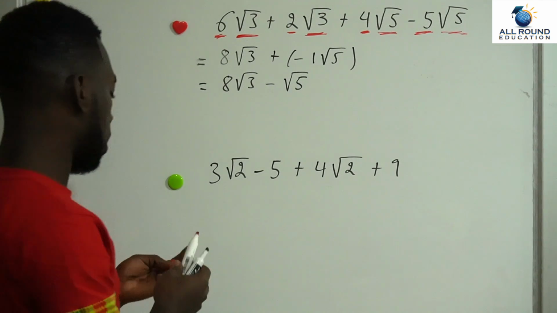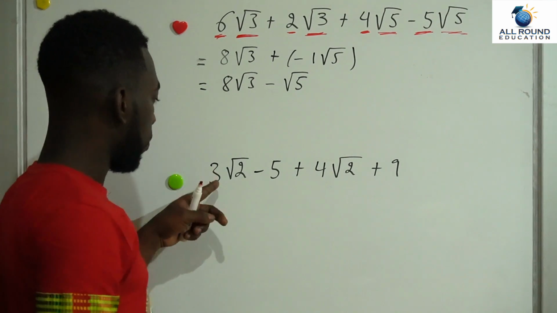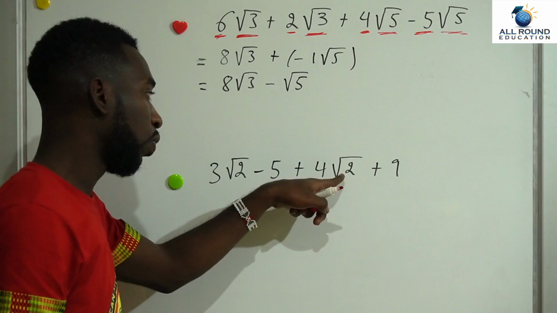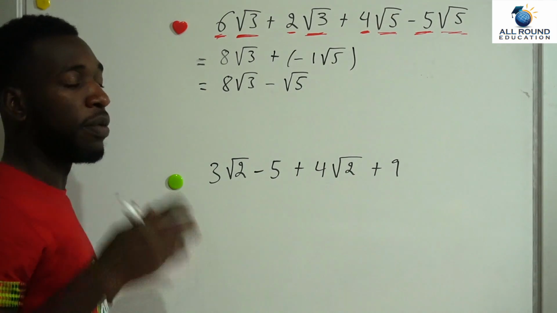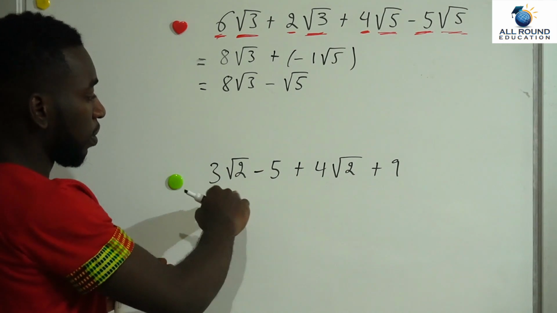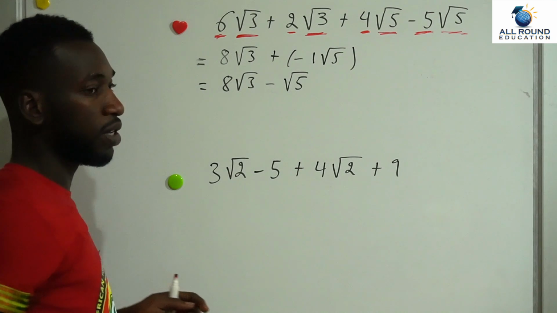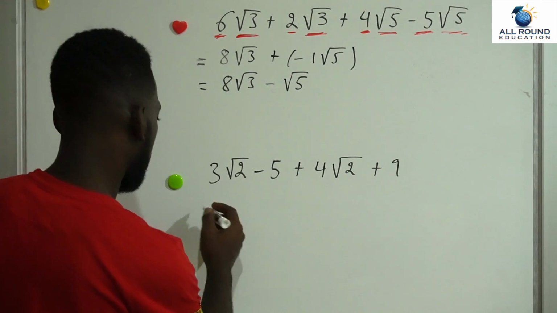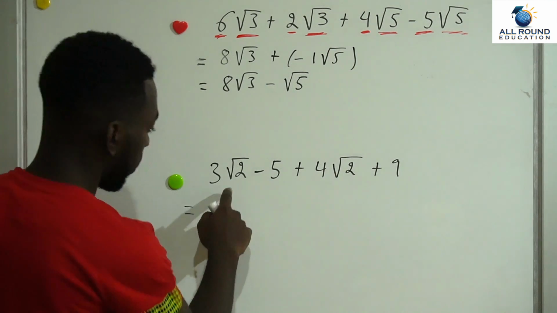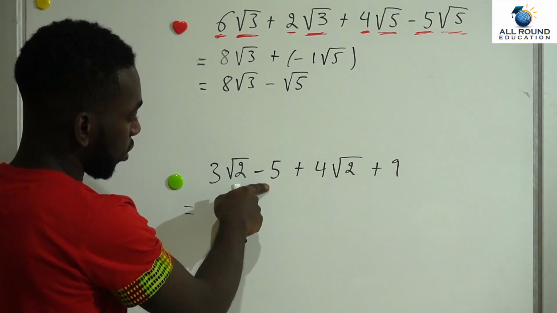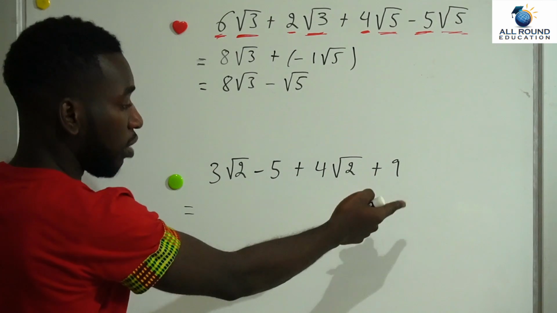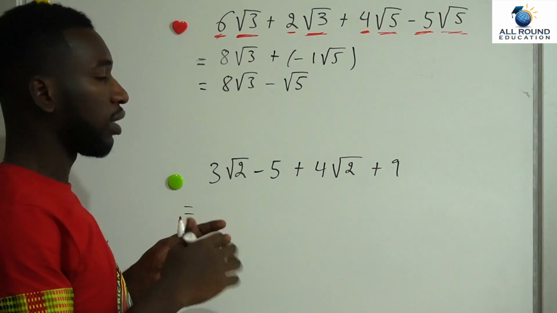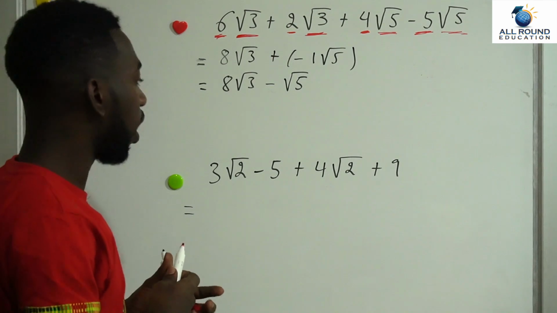In the second example, we have 3 square root of 2 minus 5 plus 4 square root of 2 plus 9. Remember, the first rule is to write the expression you were given in the simplest form. So let's analyze if we can simplify anything. Here we can't do much on this one, so it's already in the simplest form. So what we have to do is collect the like terms and like surds.